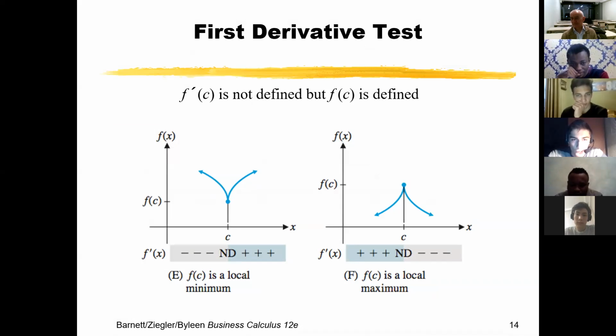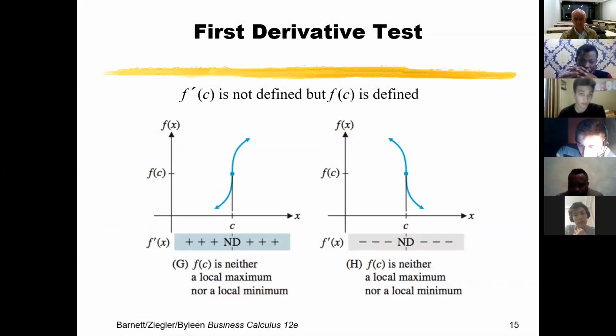And it's the case when the derivative of the function does not exist. The derivative of the function does not exist, however it means this is a critical point, critical value c. In the first picture we have a local minimum, and in the second one we have a local maximum. This is the case when the derivative does not exist. It's a critical point, but it's neither: not a local maximum, not a local minimum.